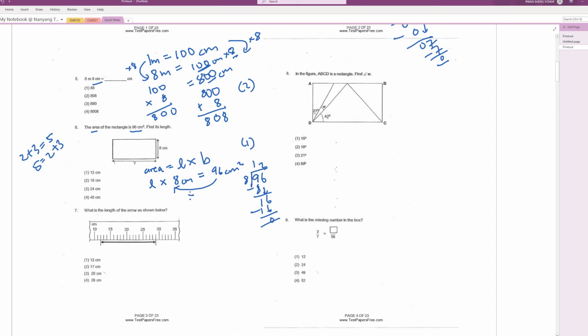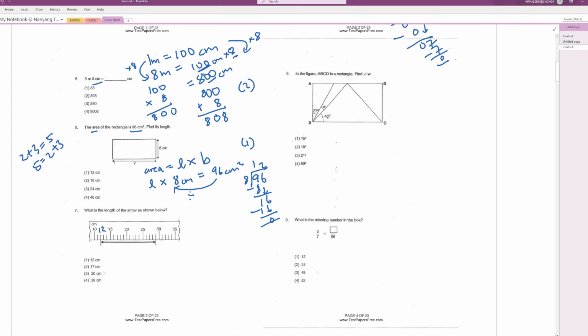Okay. When we are doing length question, we must always look at the starting point. Are we starting at 0 centimeter? In this case, we are not starting at 0 centimeter. Instead, we are starting from 10, 11, 12. Okay, so we are starting from 12 centimeter. And from here, we measure the arrow.